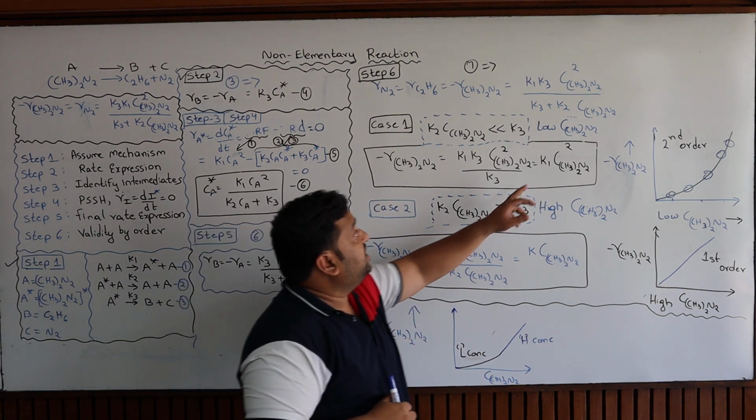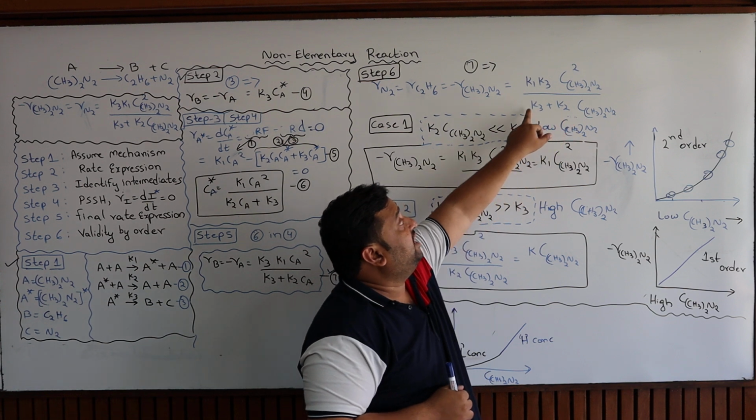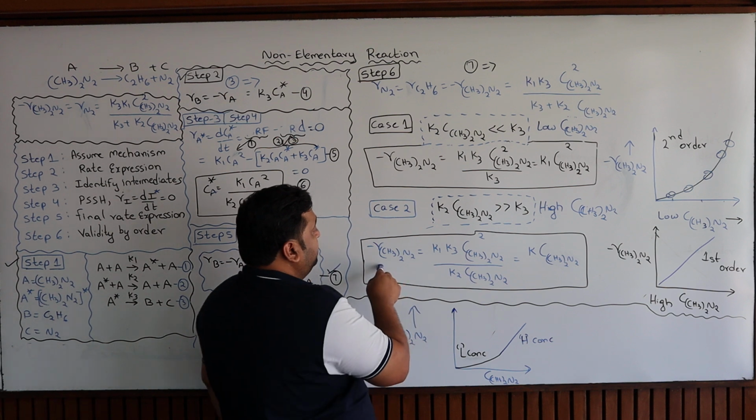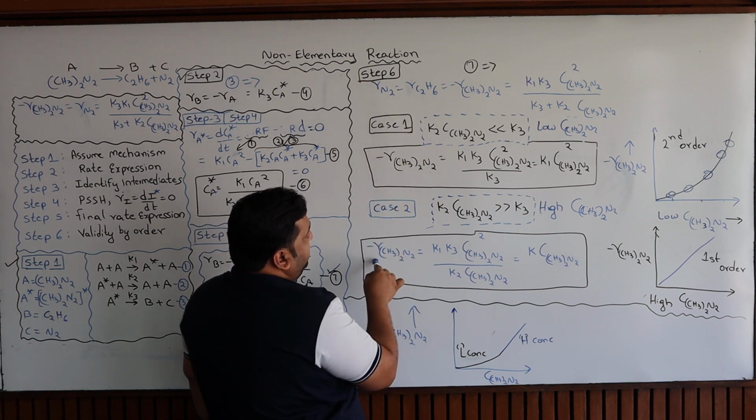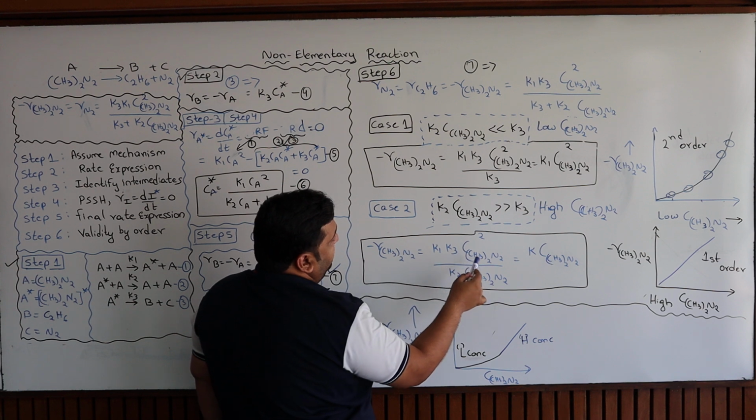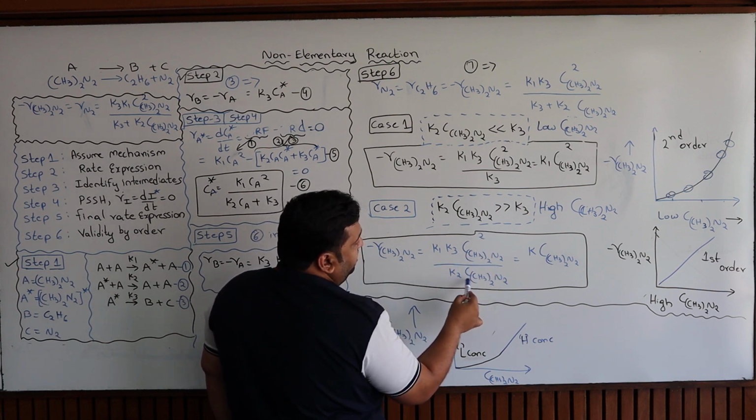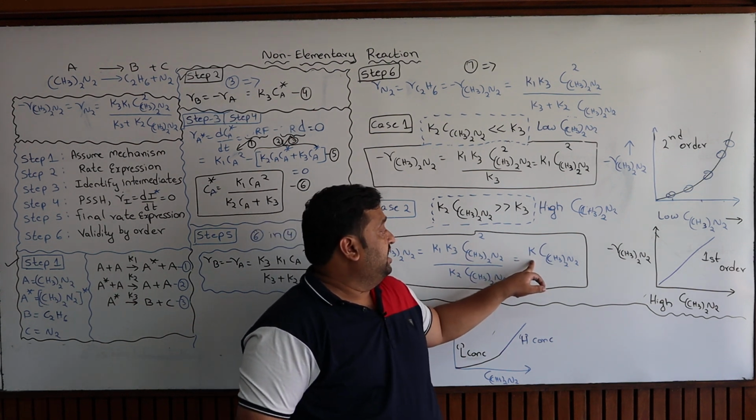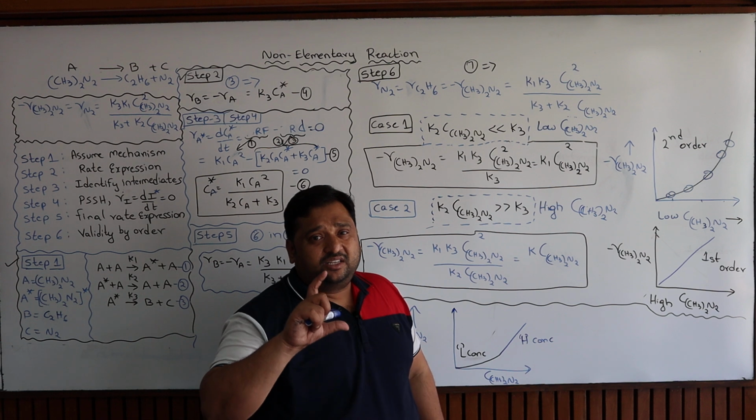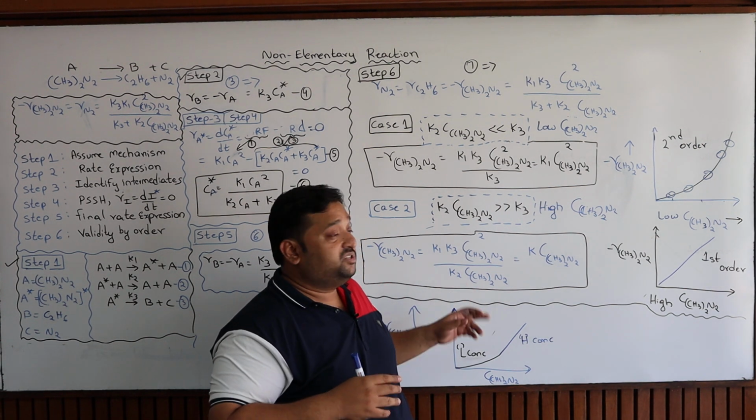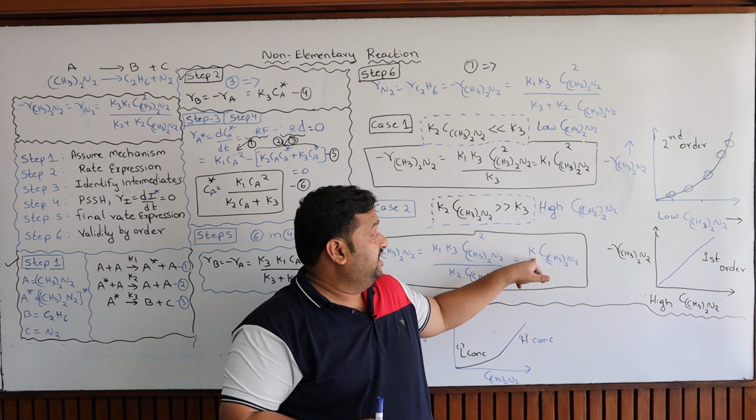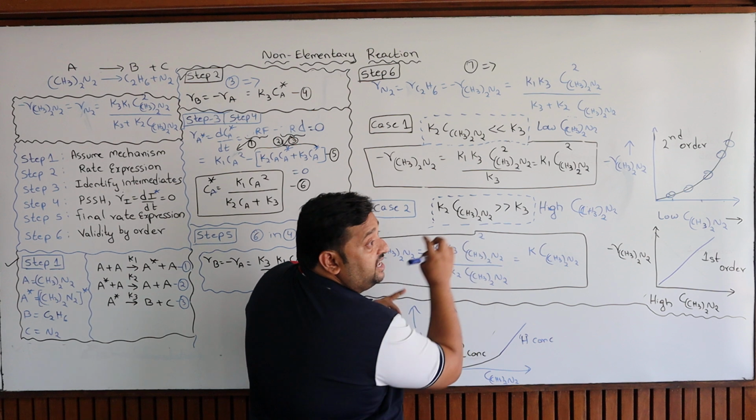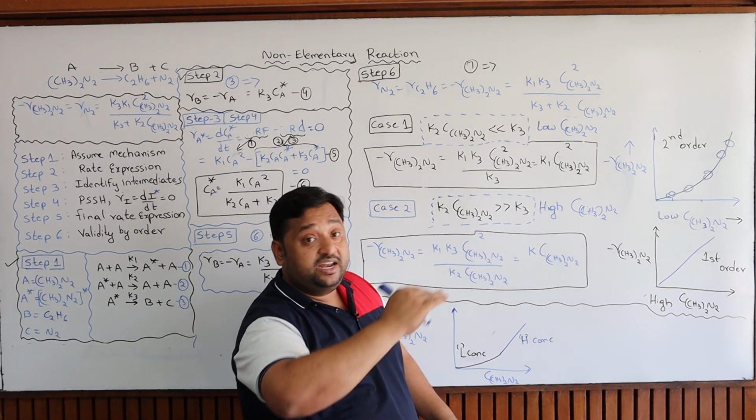At high concentration, this term is much higher than the first term. In such cases, you can neglect this term. So this equation becomes: decomposition of azomethane is nothing but K1 K3 into azomethane square divided by K2 into azomethane. Now one azomethane concentration cancels out. Finally, K1 K3 by K2, where K1, K3 and K2 are all constants, combined is one constant, K. That means at higher concentrations of azomethane, the rate is linear in nature, that means order 1.